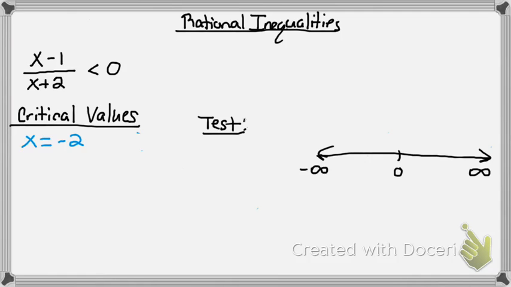To find my other critical values, in this case, I can set my numerator equal to 0 and solve for x. When I do that, I will get positive 1. Now, my first critical value is always going to be an open circle on my number line. The other critical value in this case is also going to be an open circle because my inequality is strictly less than 0. So I'll go over to my number line, draw where negative 2 and 1 will fall, and keep both of those circles open.